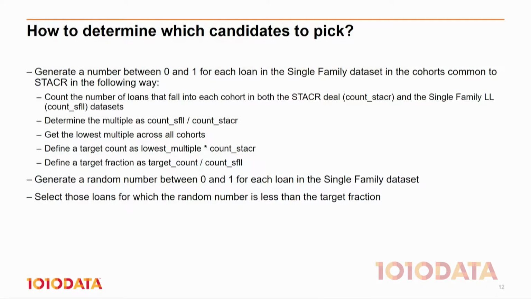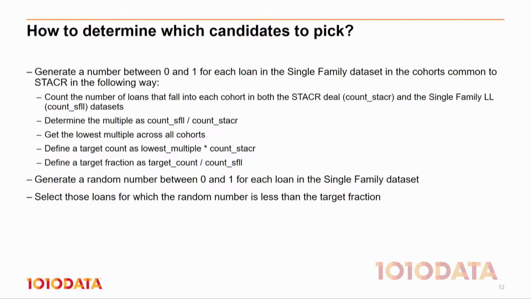And now, once you have the cohorts, right? You will have all the cohorts for the Stacker deal and all the cohorts in the single family. You are already addressing the lookahead bias. Then the question is how to get the random sample from the single family. And here what you want to do is get a sample as big as possible that still resembles all the characteristics of the Stacker deal, right? So here I'm basically stating a procedure that you can do in 1010.